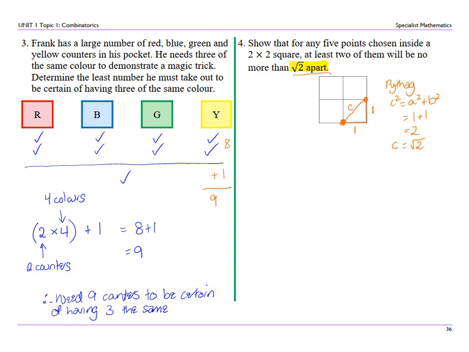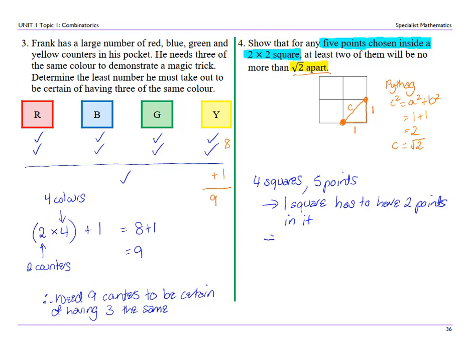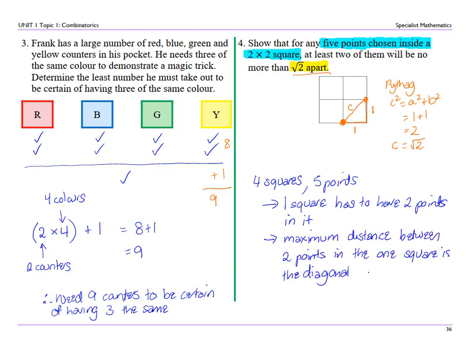That's the first thing that comes into my head in regards to seeing that square root of 2. Now let's go back to the question. Show that for any 5 points chosen inside a 2 by 2 square. So if we use the pigeonhole principle, we have 4 squares and 5 points. That means one square has to have 2 points in it. The maximum distance is the diagonal, and that equals the square root of 2 units. Therefore, at least 2 points will be no more than the square root of 2 units apart.